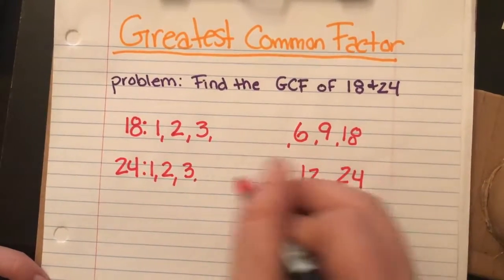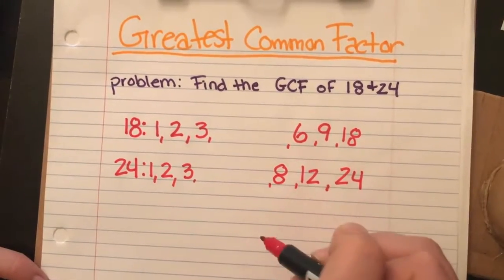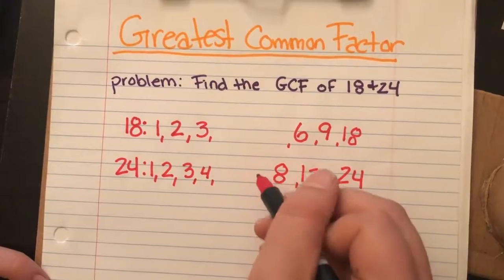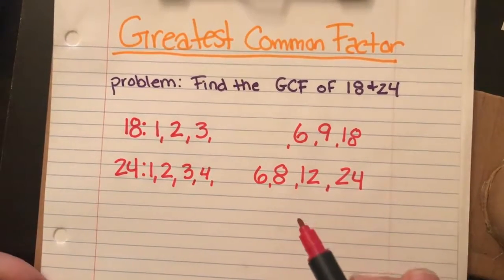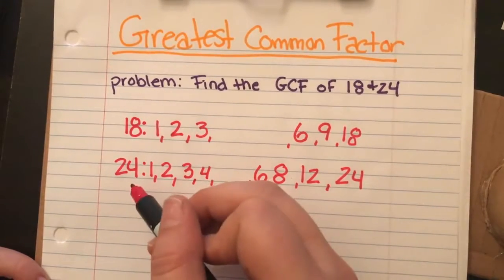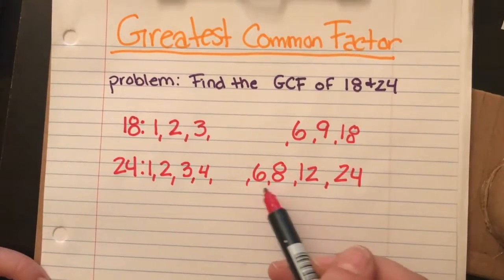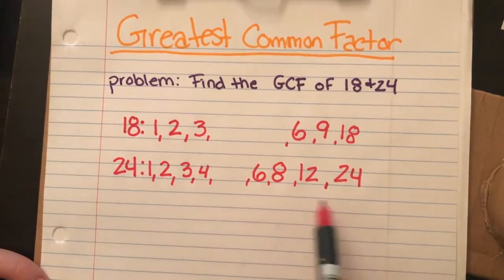3 can go into 24 because 3 times 8 is 24. 4 can go into 24 because 4 times 6 is 24. And 5 cannot go into 24 because it doesn't end in a 5 or a 0. And then 6 is the next biggest digit, so I know that these are all of the factors of 24.